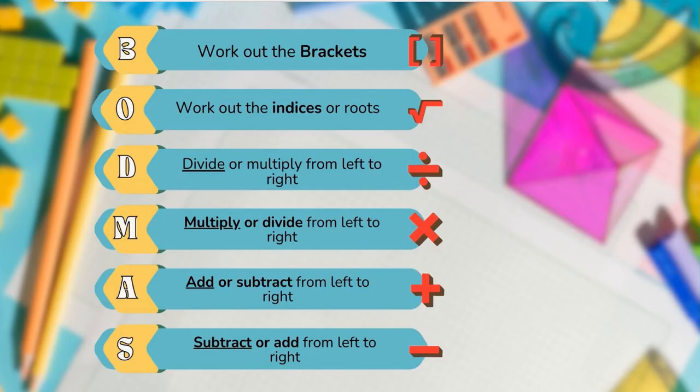Right. So you have brackets first, you have your indices or roots, so that's your powers, exponents, and so on and so forth. And then you have division and multiplication, where you divide or multiply from left to right, whichever comes first. And then addition and subtraction, where you add or subtract from left to right, whichever comes first.